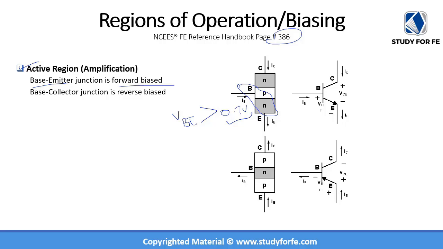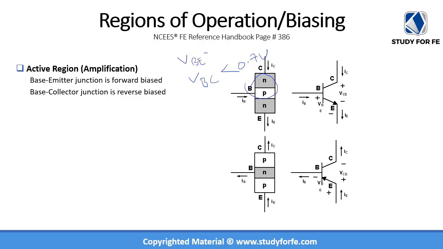And for amplification to happen, the other condition is that the base collector junction should be reverse biased. The base collector junction is this. So VBC should be less than 0.7 volts. So VBE should be greater than 0.7 volts, whereas VBC should be less than 0.7 volts.